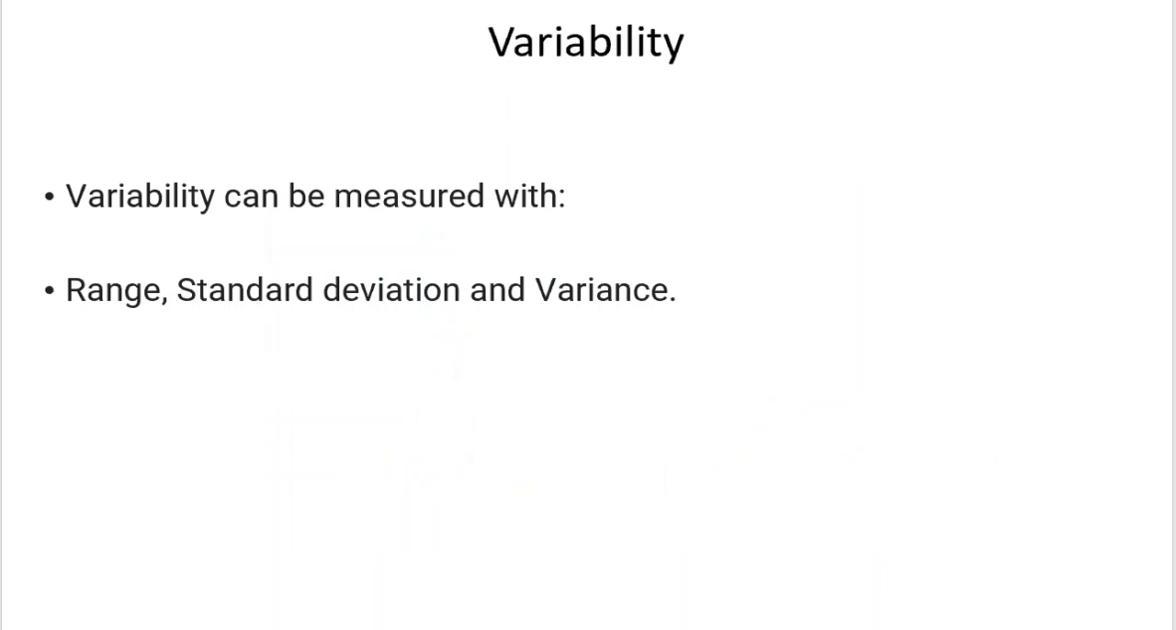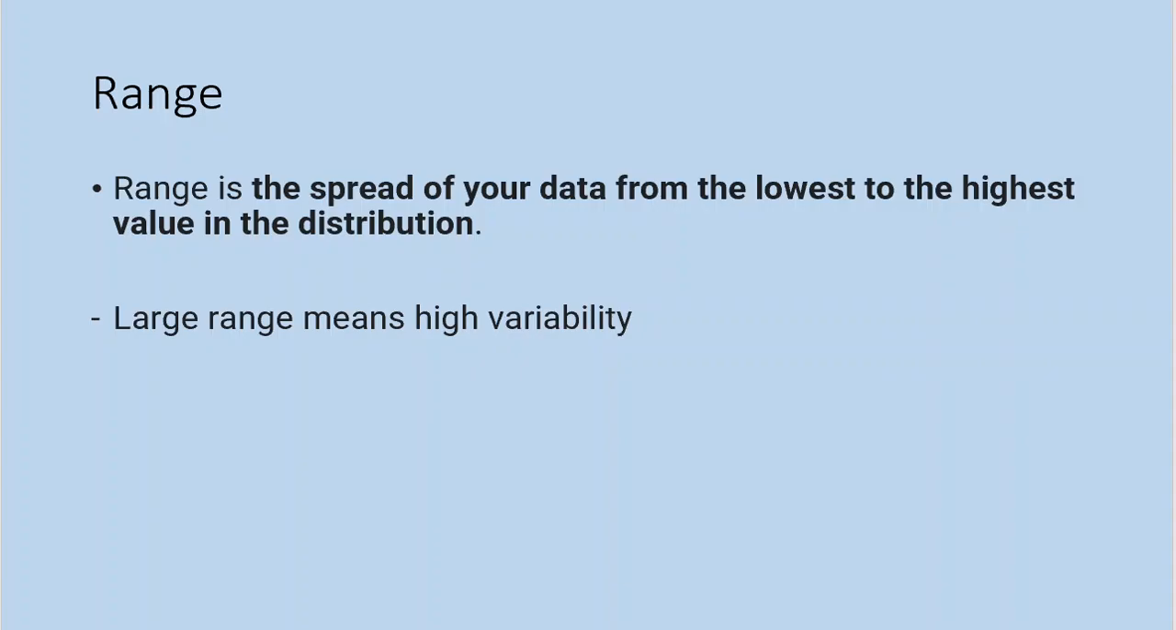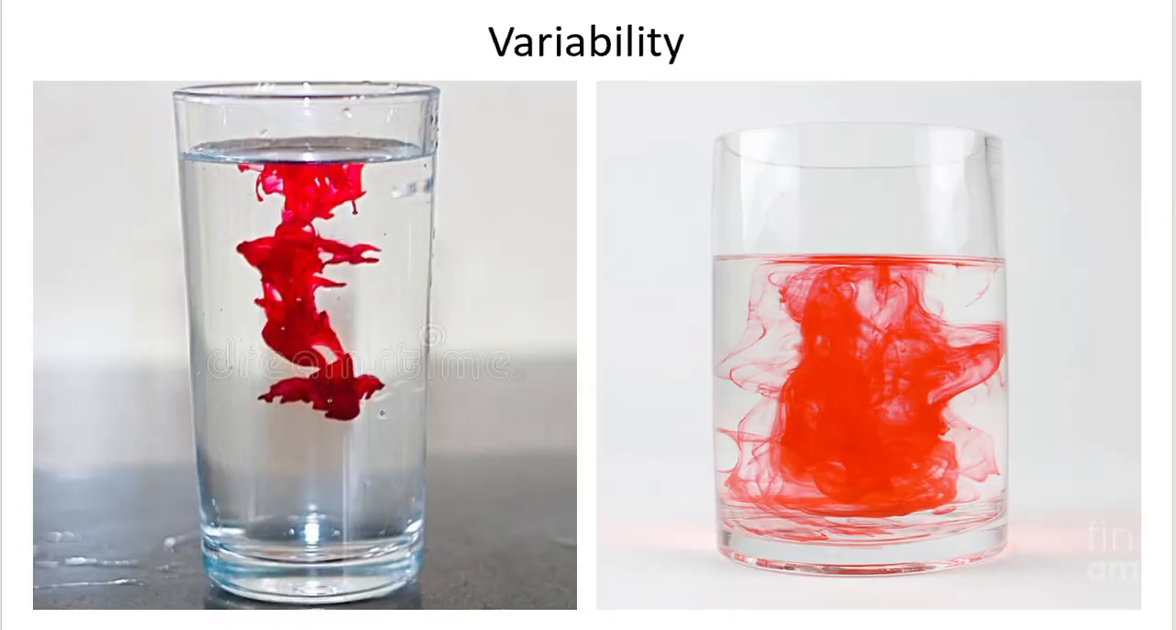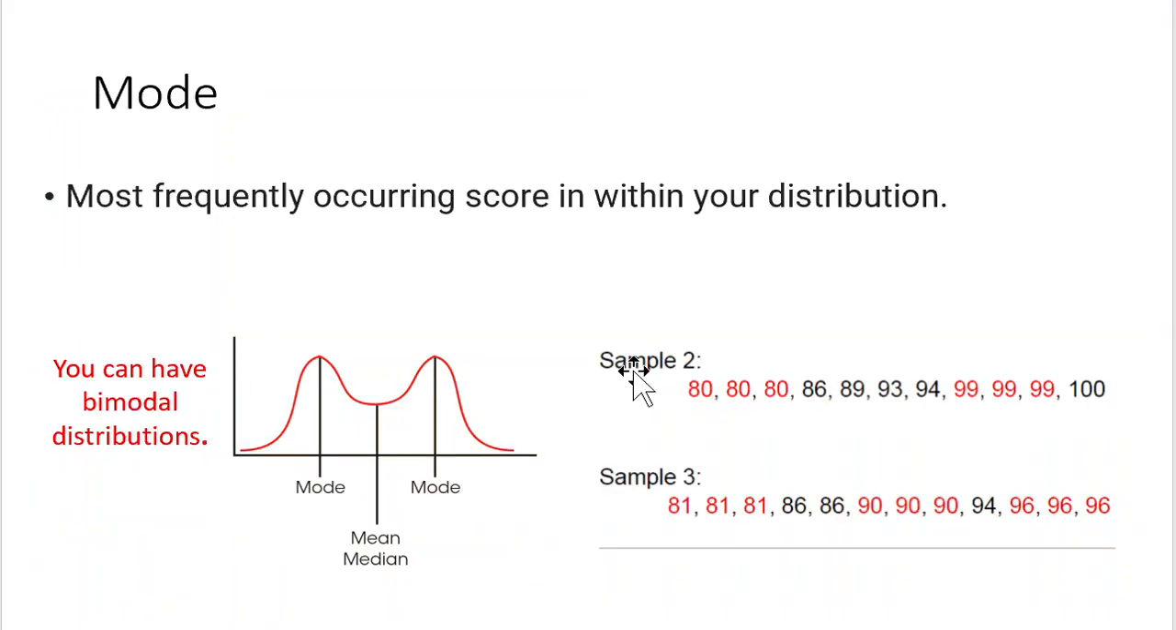There are several ways in which you can measure variability. The most basic way is with range, but you can also measure it with standard deviation and variance. With range, what you would do is subtract the lowest number from the highest number. So you have a series of numbers, and if I would use this example right here, sample 2.